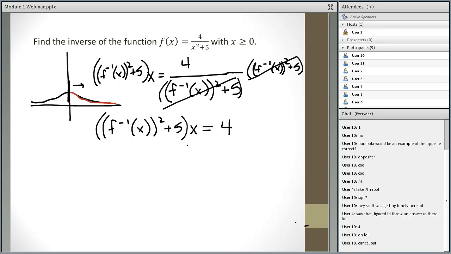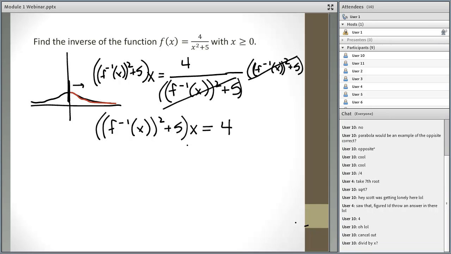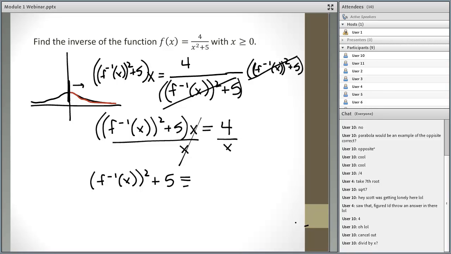And I do want to mention there are many different ways to do this. I'm just trying to show the way that is maybe the easiest. Good, and then the next thing I need to do, again, I'm trying to get f inverse of x by itself. So I'm going to divide over the x. So if I divide out an x on both sides, so I have f inverse of x squared plus 5 equals 4 over x.